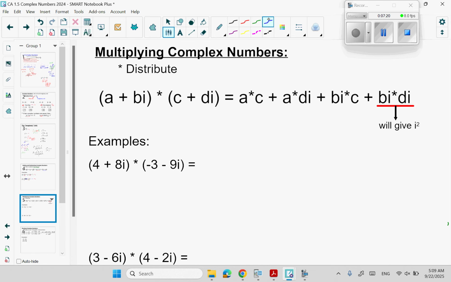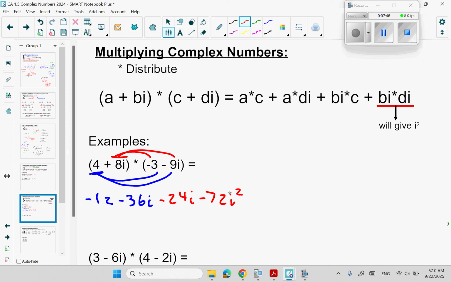Multiplying. Well, I can still do it just like any sort of binomial, aka the distribution property, also known as foiling sometimes. 4 times negative 3 is negative 12. 4 times negative 9 is negative 36i. 8i times negative 3 is negative 24i. 8i times negative 9 is negative 72i squared. We all agree that I have like terms I can combine right there.